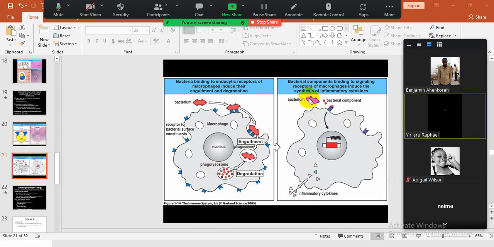Here, the bacteria will now shed its component or the antigens onto the receptor. Then the receptor will now transmit a signal.